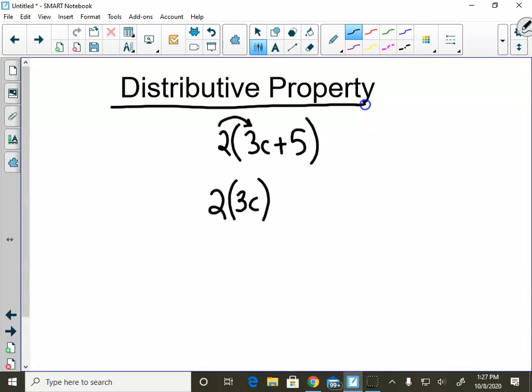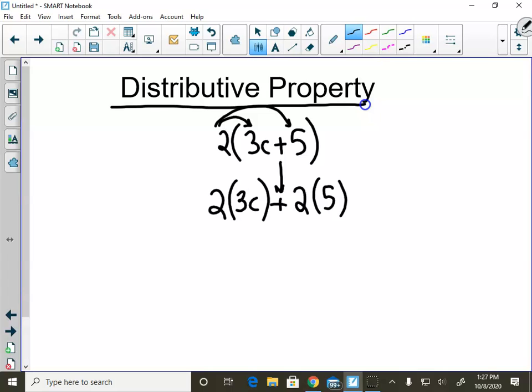Then because so far the 2 is only multiplied by the 3c, we have to also have the 2 multiply the 5. So the 2 is now going to multiply this 5. This sign can just come straight down. And then we have 2 times 5. Now the next step is just going to be simplifying what we have.